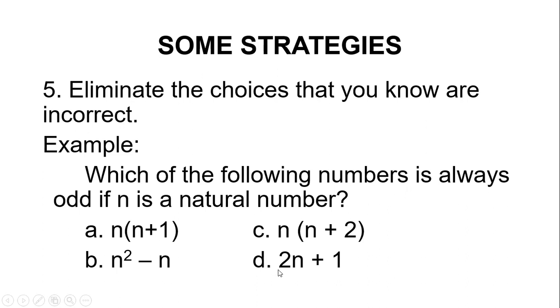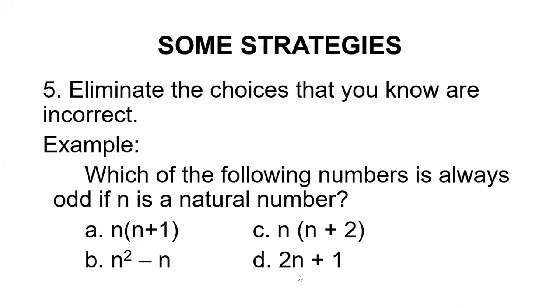Okay, so give me, guys, what's the answer for number 5? Is it A, B, C, or D? If n is a natural number, which of these is always odd? Let's see. Is it letter A? Which of the following is always odd? Okay, it is letter D.